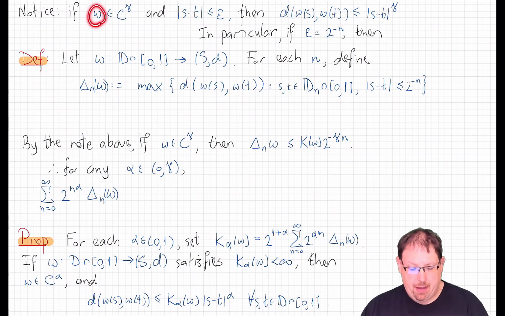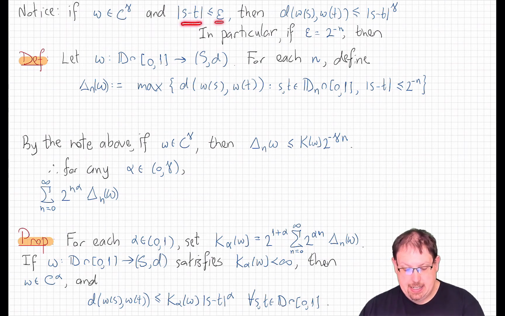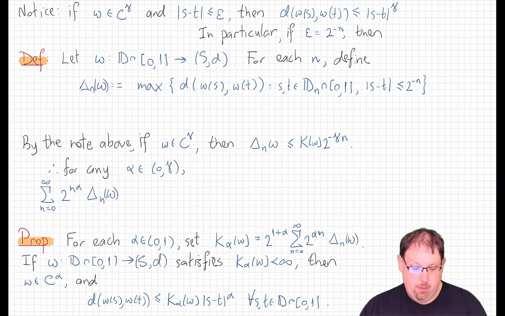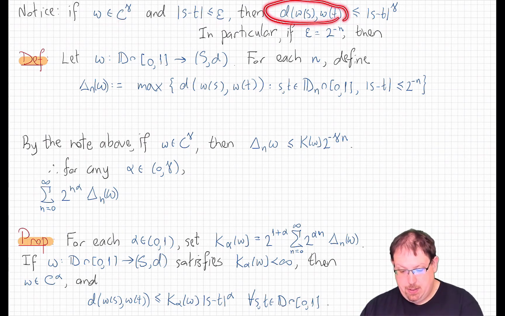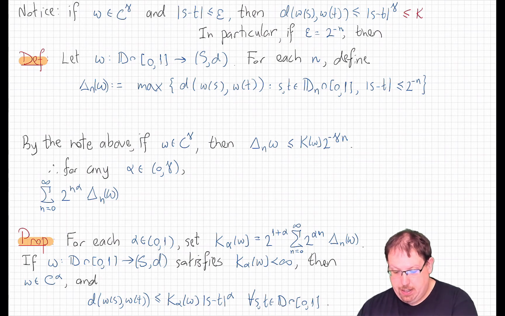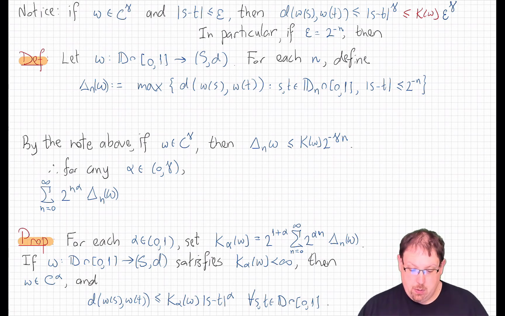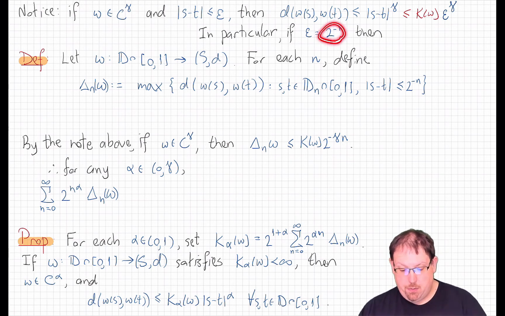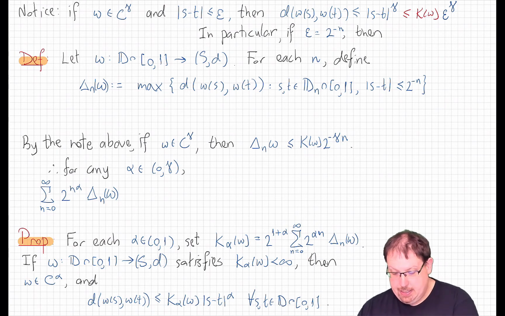Suppose we have a path omega that is gamma Hölder continuous for some gamma between 0 and 1. If the Euclidean distance between s and t is less than some tolerance epsilon, then what this will tell us is that the distance between the images omega s and omega t is less than or equal to s minus t to the gamma, which is therefore less than or equal to that constant depending on the path, times epsilon to the gamma. So in particular, if we take epsilon to be 1 over 2 to the n, then that says that this is less than or equal to that constant times 2 to the minus gamma n.